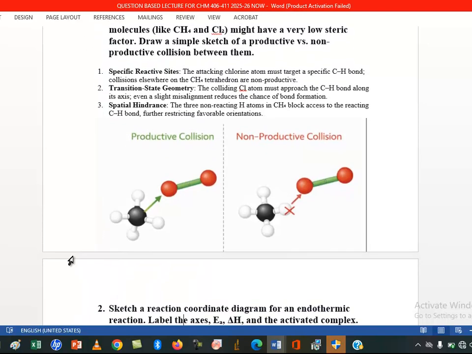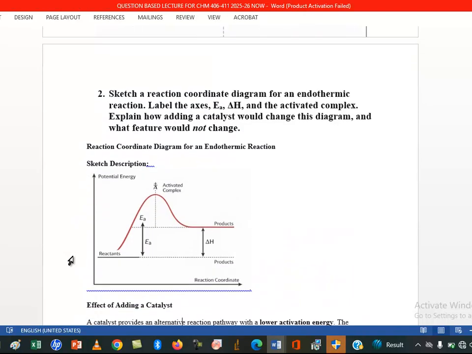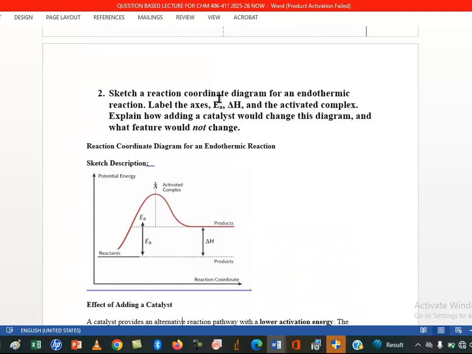Now to question 2. Sketch a reaction coordinate diagram for an endothermic reaction. Label the axis, then label EA, delta H, and the activated complex. Explain how adding a catalyst would change this diagram and what feature would not change.